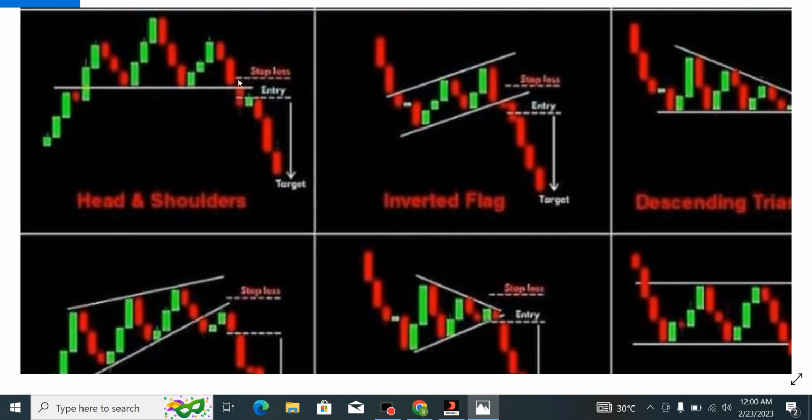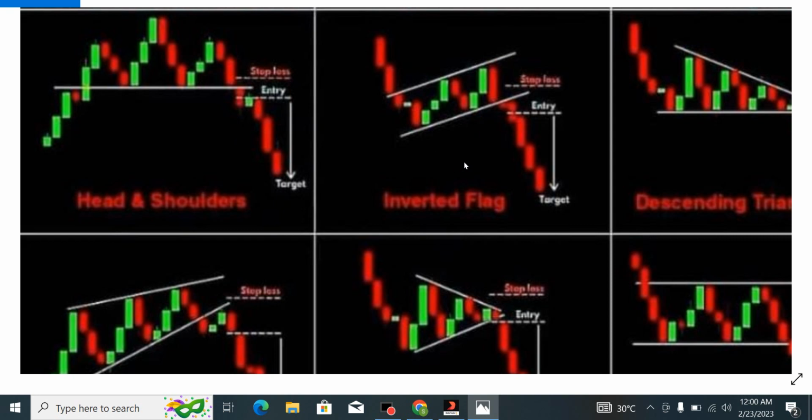So which means the next one should break out below this support zone, and once that happens you allow this candle to close and wait for your entry point. Okay, so this is your entry point when this is being created. Okay, and you sell at that particular point, and this is going to go for long also.